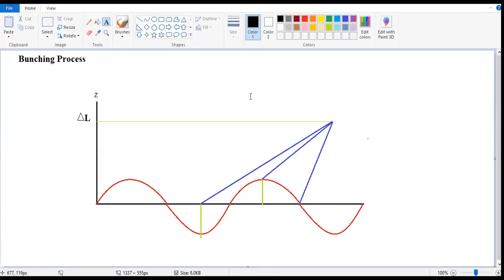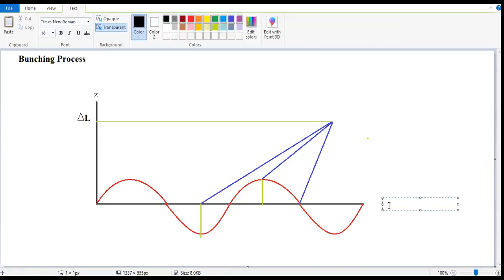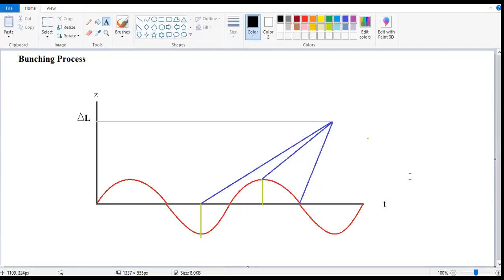Okay, and this is the time t. Whatever we discussed, the distance versus time. So here we are doing the distance versus time, how it works, how the bunching takes place.